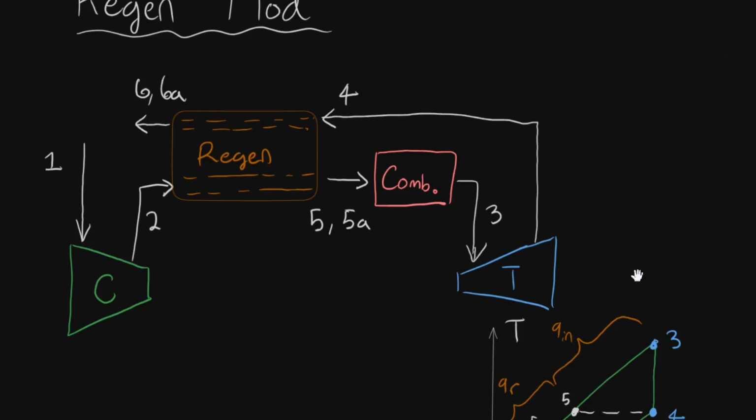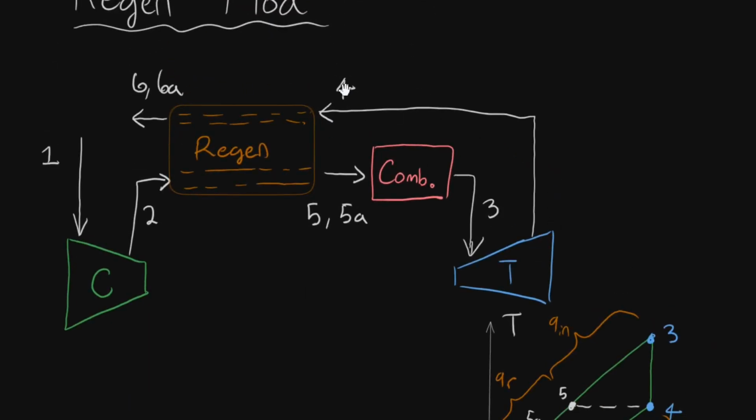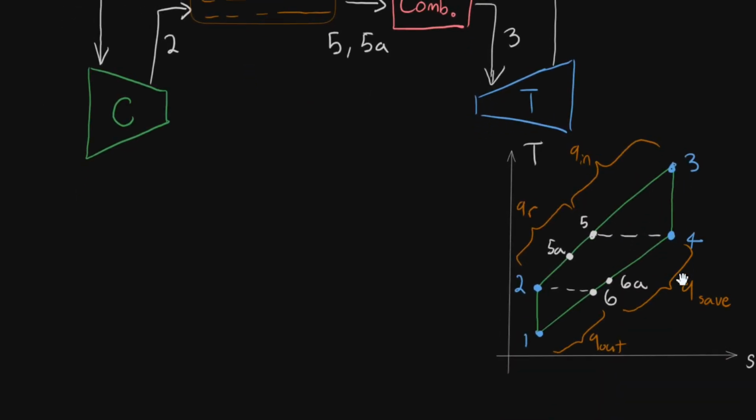So in the ideal case, theoretically, if you're coming in at state 2 here, at this temperature down here into this side of the regenerator, and then you also have state 4 coming in from your turbine, theoretically you could transfer all of the thermal energy from here to here and get this up to the same temperature as this, and then this would swap down. So 2 would go to 5 and 4 would go to 6.